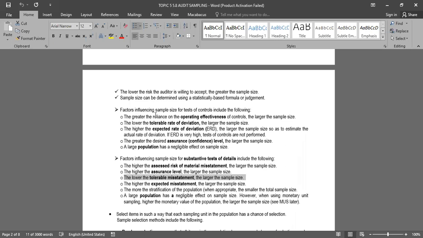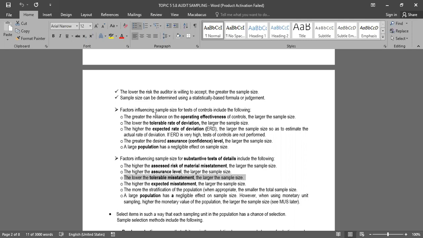Okay, then next point is expected rate of deviation. As auditors, as you are coming up with your plan, what was your expected rate of deviation? Of course, if it is high, then you want to consider a large sample size, because you don't want a scenario where you have so many differences and you were not able even to detect them, right?